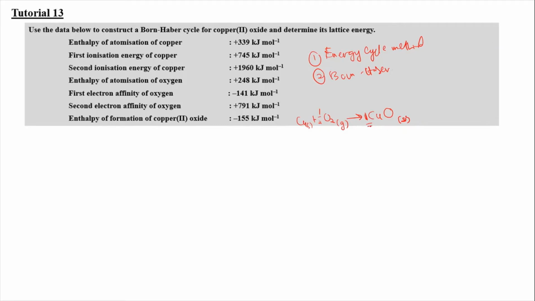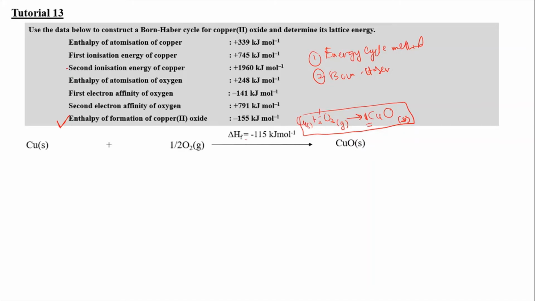Okay, so in order to write the energy cycle method and Born-Haber cycle, I usually start with the formation first. All right, let's do that one first. So the enthalpy of formation of the copper oxide, which is from copper and half of the oxygen in order to form 1 mole of copper oxide. And the enthalpy of formation is negative 115 kilojoule per mole. Now we have settled with this equation.